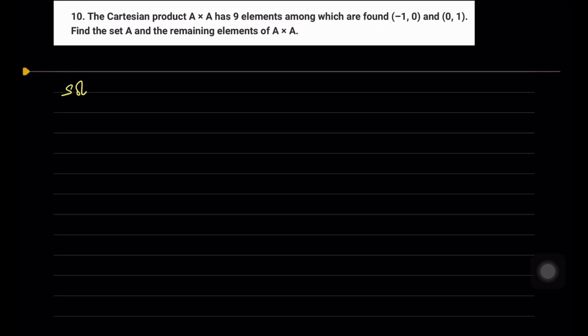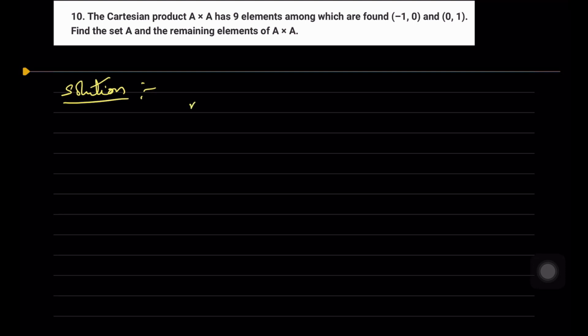So this is the 10th problem. The Cartesian product A cross A has 9 elements, among which are found (-1, 0) and (0, 1). Find the set A and the remaining elements of A cross A. So now in the solution part, this also has been done in the concepts. I have done this as one of the examples. You can go into the description box and see that, where I have done the concepts of Cartesian products, relations and functions.